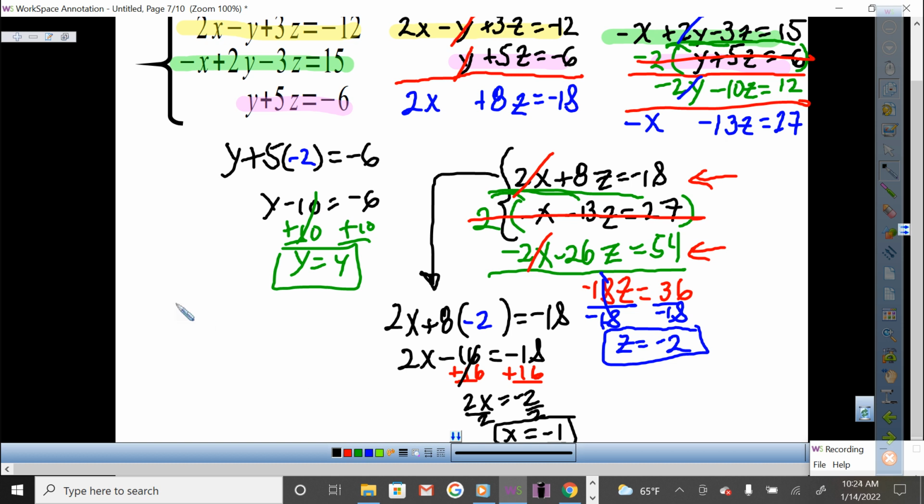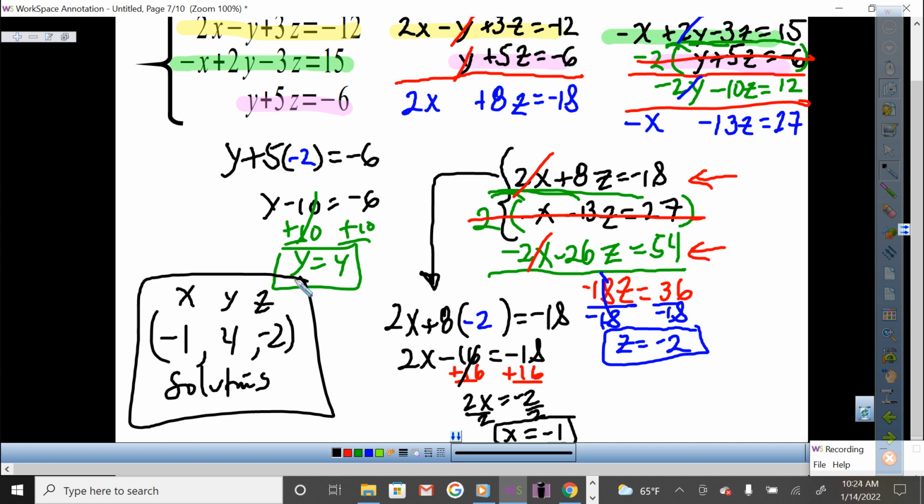So now that we have all three values in alphabetical order, negative 1 for x, 4 for y, and negative 2 for z. X, y, z, and these are my solutions. Woo, let's go.